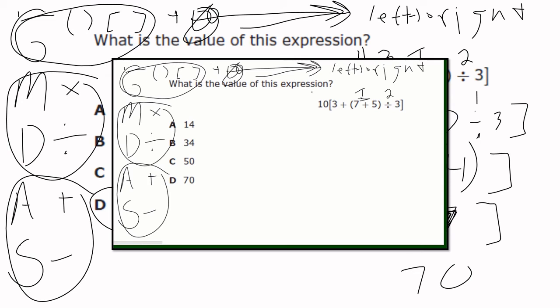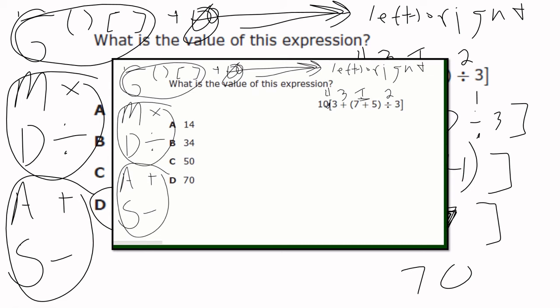And wait, I think we missed something. 10 is next to a bracket. Whenever a digit is next to a bracket or a parentheses, we know that's multiplication. So let's go ahead and draw a little dot right there, right? And because multiplication is outside of the bracket, we're gonna do addition first. So addition is third, and multiplication outside is fourth. So let's go ahead and solve it.